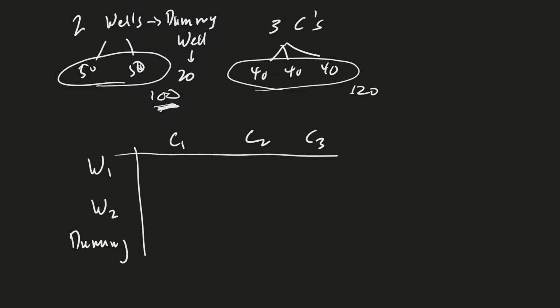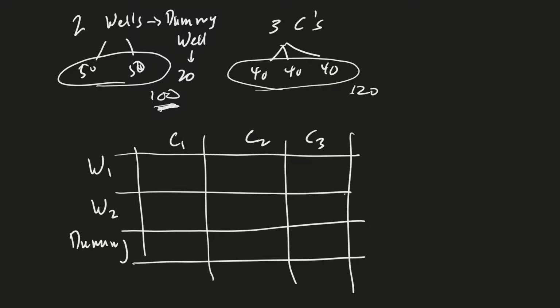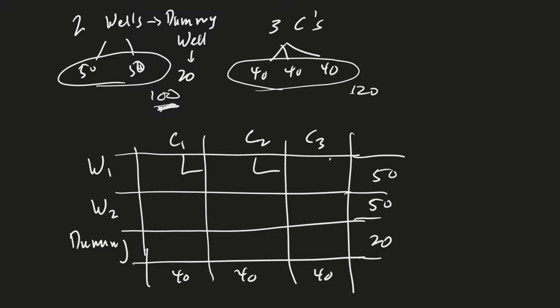And now we would write down our tableau with an extra well, right? And now when I write down my supplies and my demands, I've got 50, 50, and 20, and then I've got 40, 40, and 40. Okay, and then I would fill in my costs. And notice that I don't have costs for these values here, right? So what would this cost represent? For example, let's put this in red, this cost right here.